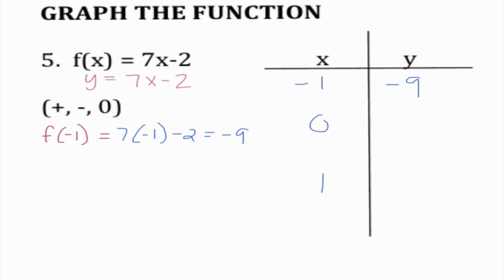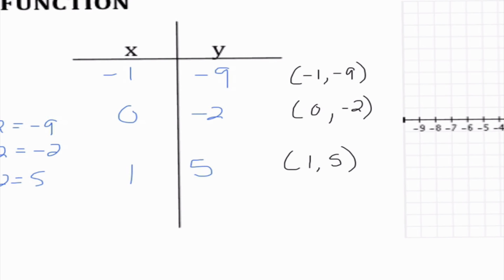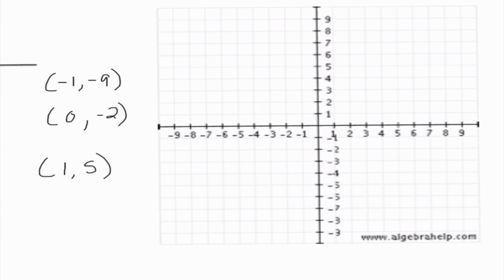So that means my output is -9. So I'm doing the same thing here for f of 0, f of 1, and these are my ordered pairs that I am getting. So here are 3 ordered pairs that are on this line. Now remember, there are more than just those 3 that are on that line. Okay, but these are the 3 that I'm going to use. So now I'm going to plot those 3 ordered pairs.